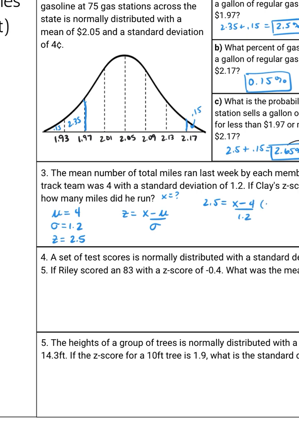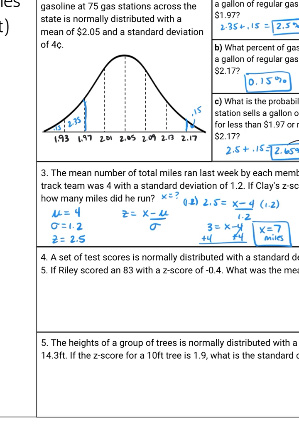So I'll start by multiplying both sides by 1.2. And when I do that, I'm going to get 3 equals x minus 4. And then I'm going to add 4 to both sides. And we're going to get x equals 7 miles.